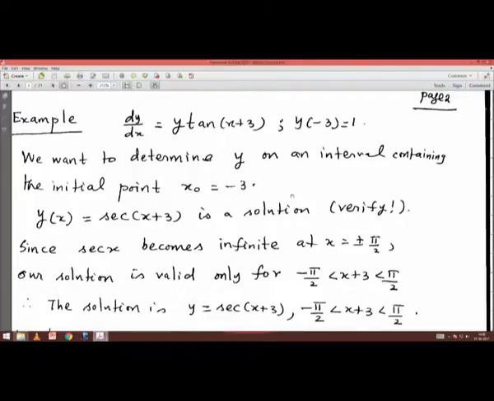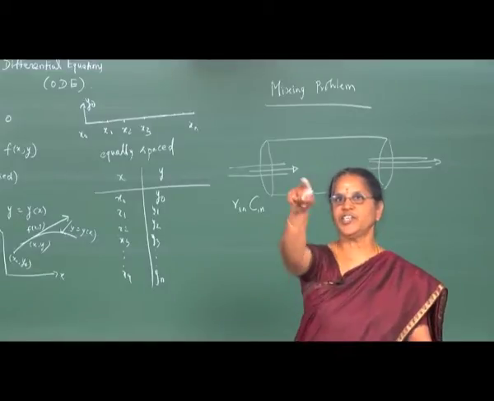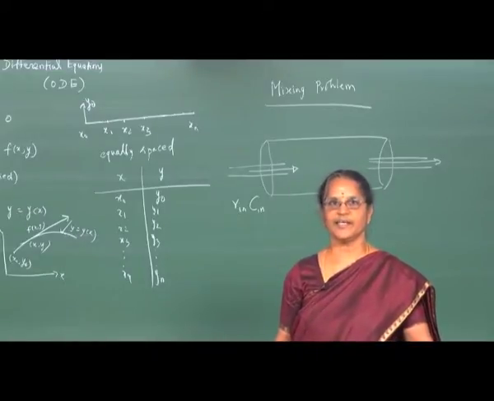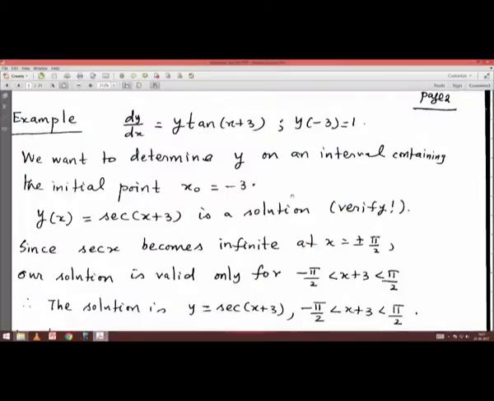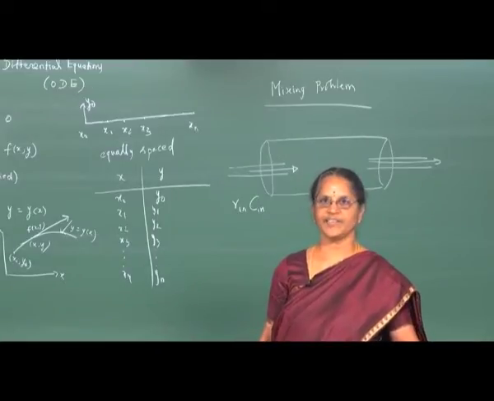So, consider a first order differential equation. dy by dx is y tan x plus 3, y of minus 3 is 1. So, we want to determine y on an interval containing the initial point x naught, which is minus 3. Please see, the initial condition is y at minus 3 is 1. So, we require a solution of this differential equation passing through the point minus 3 comma 1.